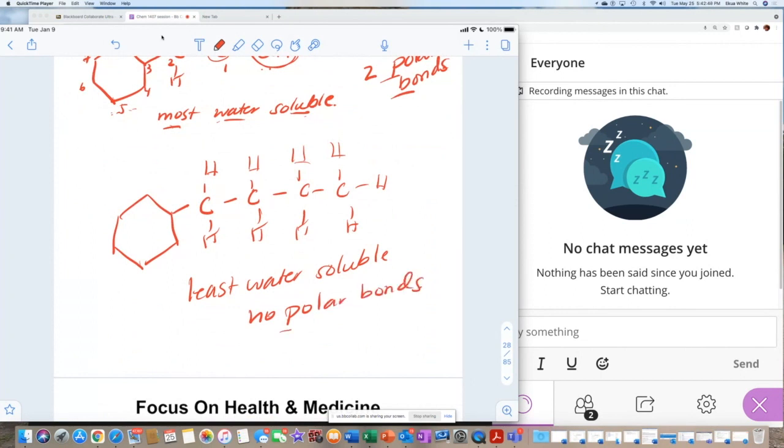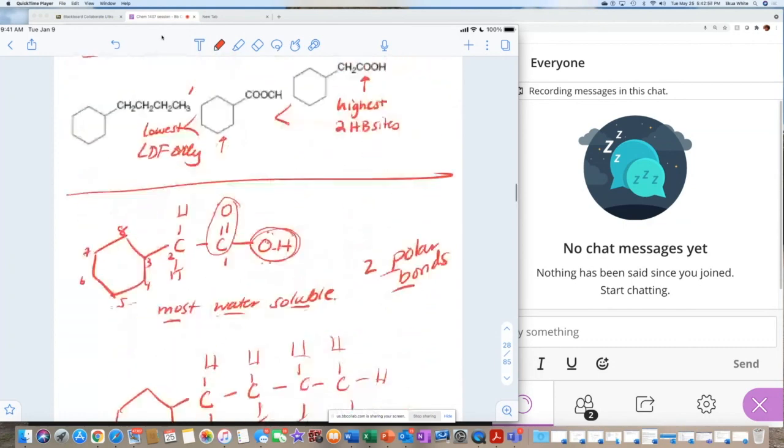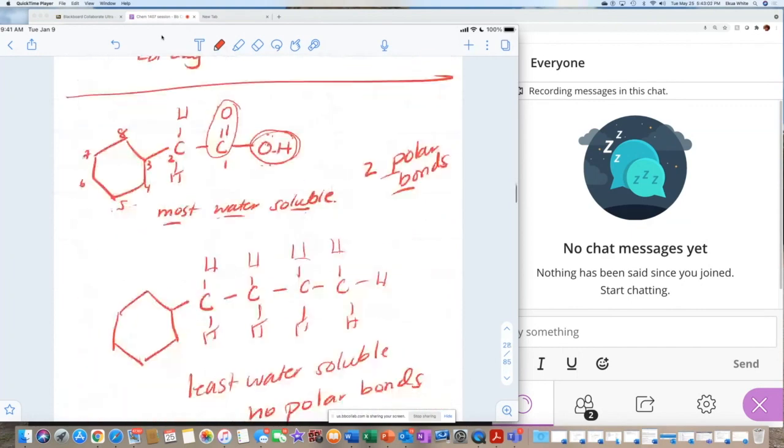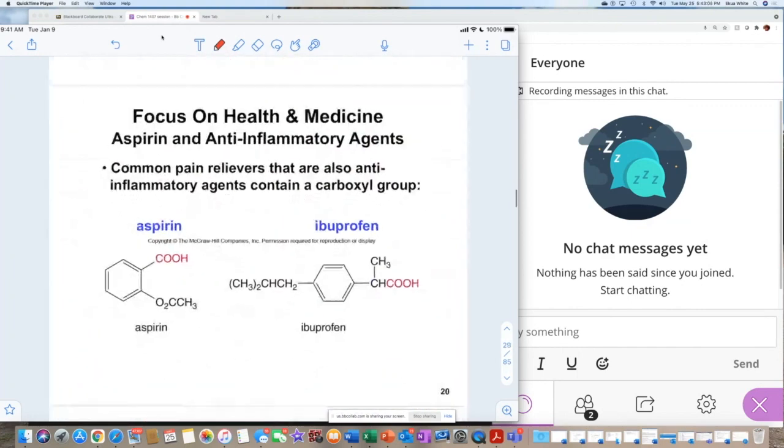There's no OH bonds. There is nothing here that makes polarity in that molecule, which water likes, because water is polar and like dissolves like, right? So I want to make sure I've answered all three questions. Yep. And so we move on.